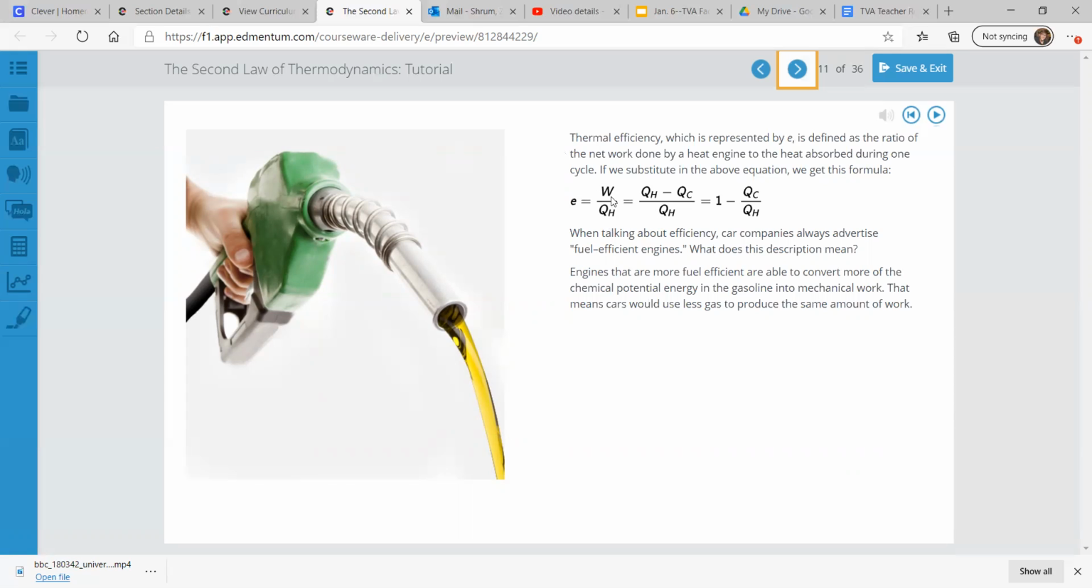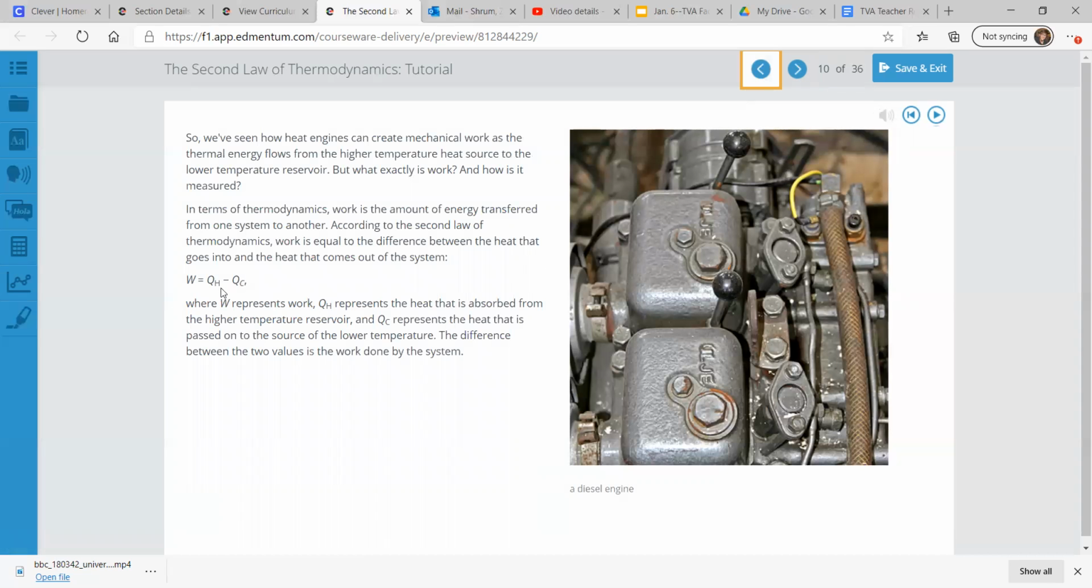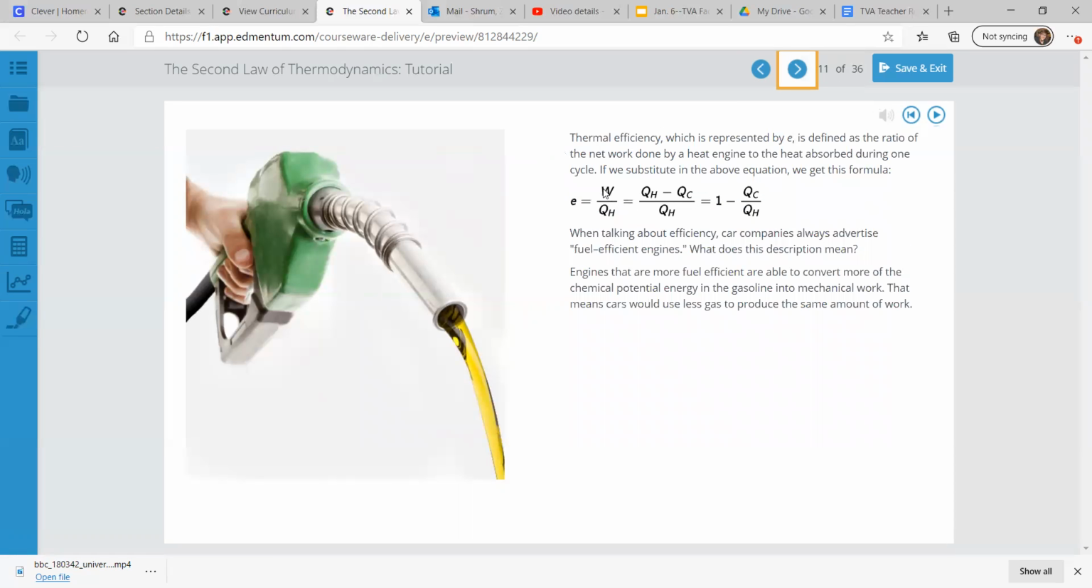All right. And if you plug in what we just learned here, W is equal to QH minus QC, you can plug in QH minus QC, and then you wind up with this equation. E equals 1 minus QC over QH.